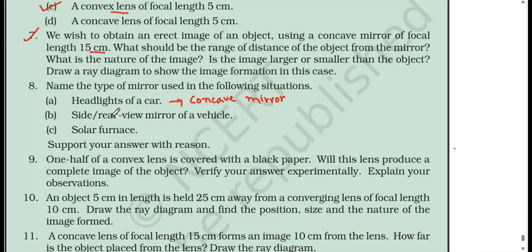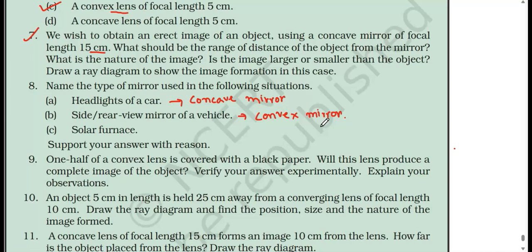Now, number B, side or rear view mirror of a vehicle. So every vehicle has a side and a rear view mirror. Which mirror is there? It's a convex mirror. Now again, why are we using convex mirror? Because it gives us a virtual, erect and diminished image of the object which is placed in front of it.